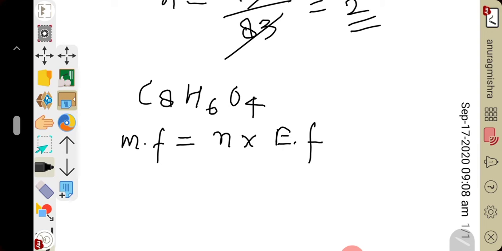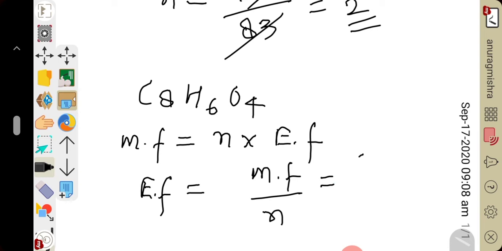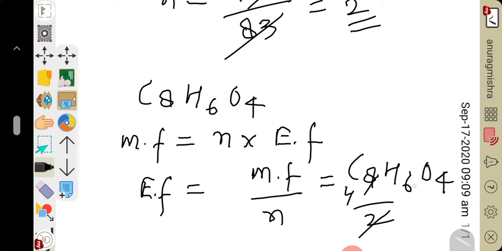N into empirical formula. So what will be the empirical formula? Empirical formula is equal to molecular formula by n. Molecular formula we have C8H6O4. These subscripts you can divide by 2: 2 4s are 8, 2 3s are 6, and 2 2s are 4.